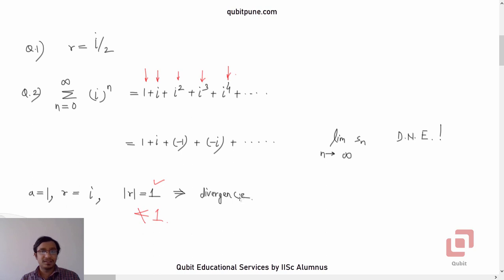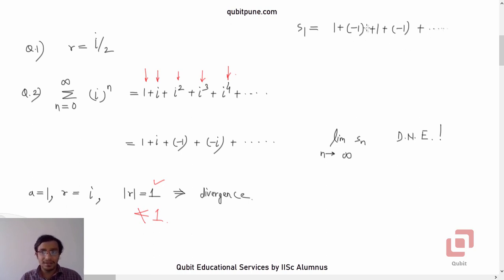So this clearly implies the divergence of the infinite series. Now, what do we know about the real and the imaginary parts of this series? The real part is going to produce the following series. Let's call it S1: 1 plus minus 1 plus 1 plus minus 1 and so on.